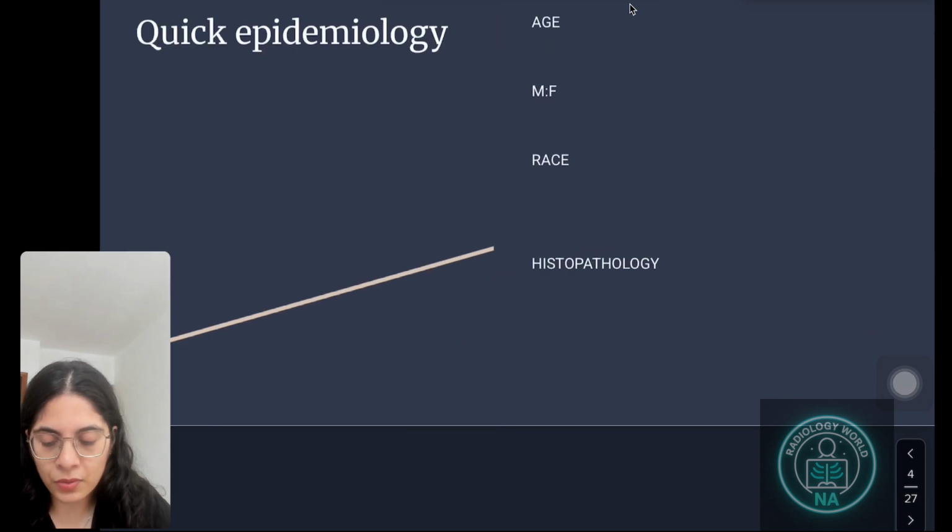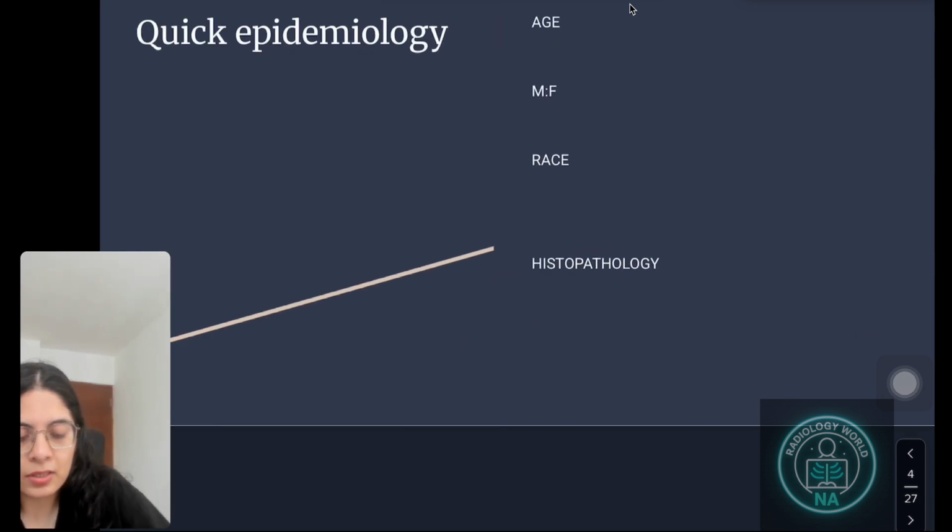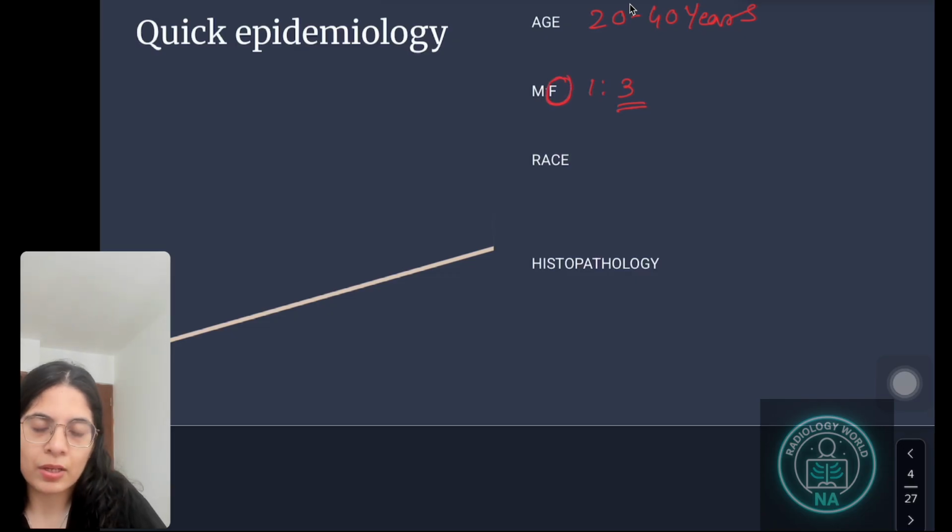Okay, moving towards quick epidemiology. This is mainly seen in the middle age group, I would say somewhere between 20 to 40 years of age. What is the male to female ratio? It is 1 to 3. So more commonly they will give you a female patient. Okay, more commonly they present in middle age group, female patient.